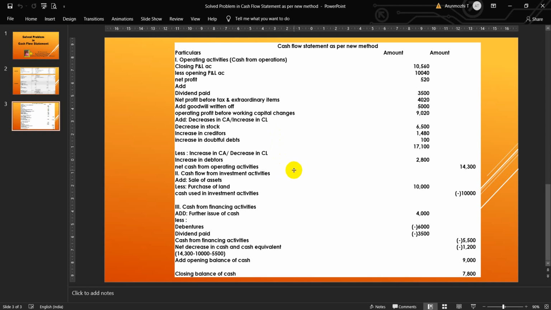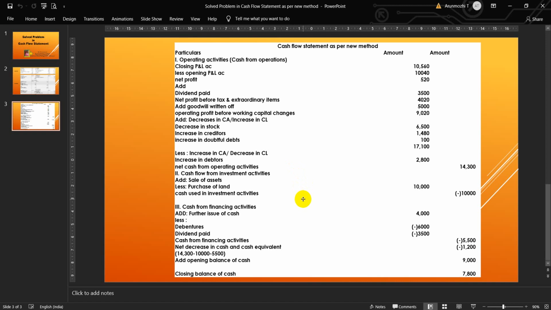Less increase in current assets and decrease in current liabilities, which is 2,800. Increase in debtors you have. Then net cash from operating activities. Now that is 14,000. Now part 2, cash flow from investment activities. Add sale of assets, deduct purchase of land, cash used in investment activities. That has come to 10,000.